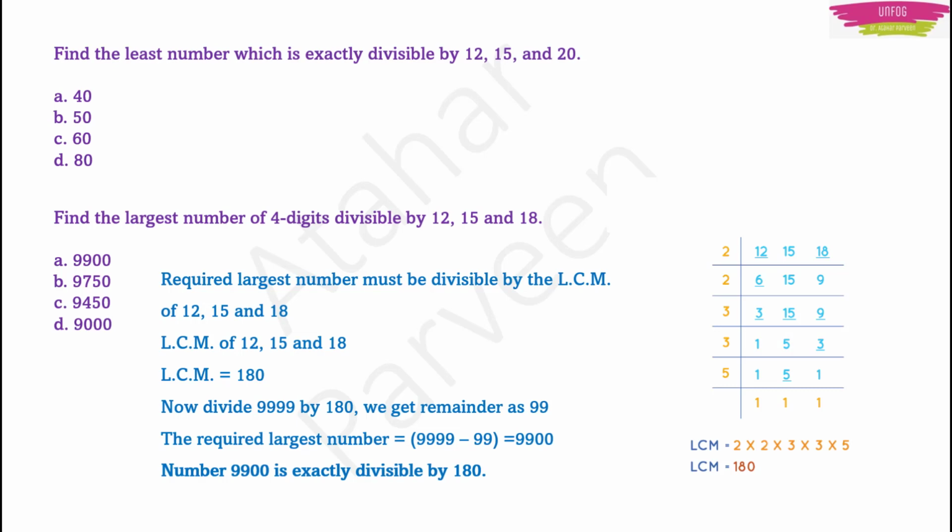Once you get the LCM, now you divide the largest number with 4 digits by it. Which is that number? The largest number with 4 digits. It should be 9999, right? If I take 10,000, then it will be 5 digits. So, 1 less than that will be 9,999. Now, you divide this 9999 by 180. Then you get a remainder. That will be 99. Now, your required largest number will be 9,999 minus the remainder 99. Okay. So, your right answer will be 9,900. Option A should be the right answer.